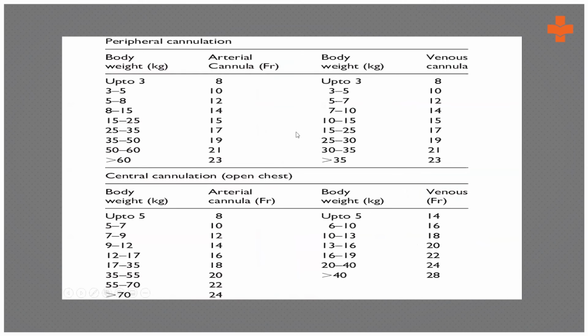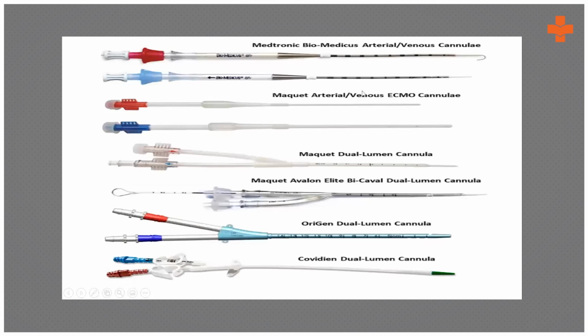So these are the French sizes of the cannulae. You can be asked what the arterial and venous French sizes are that you put for general patients. We put around 23 to 25 French cannulae for the arterial and venous cannula. In an open chest, you can put a slightly smaller size, but still 23 to 25 French. These are the Medtronic cannulas, the Covidien single and dual lumen cannulas. These are the different companies that make cannulas.